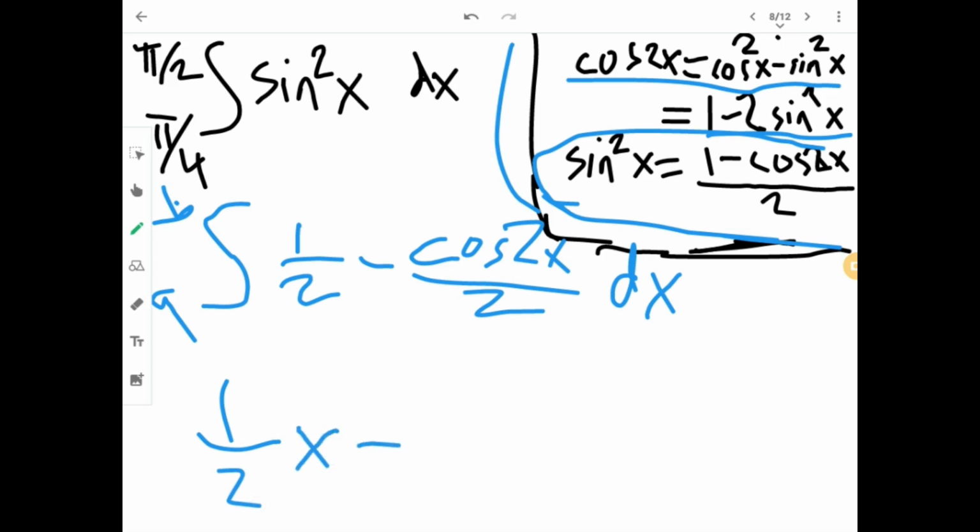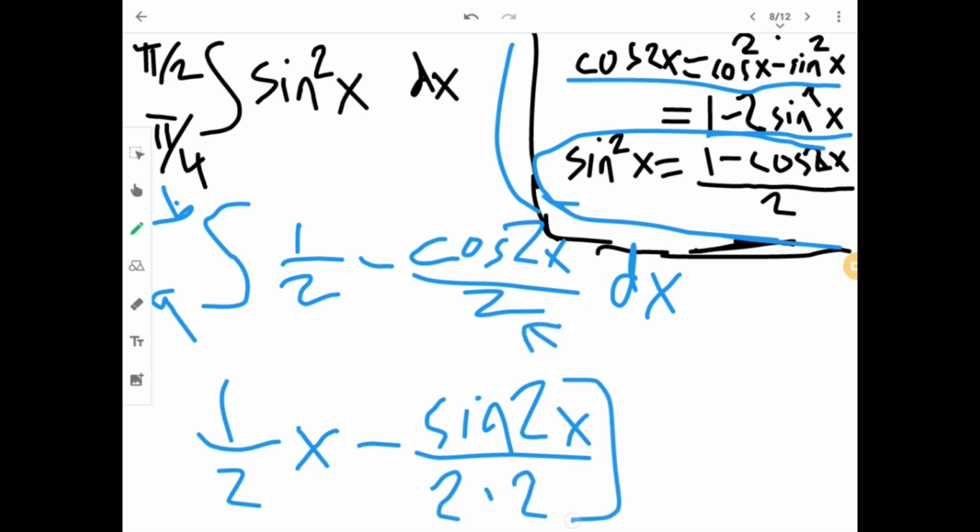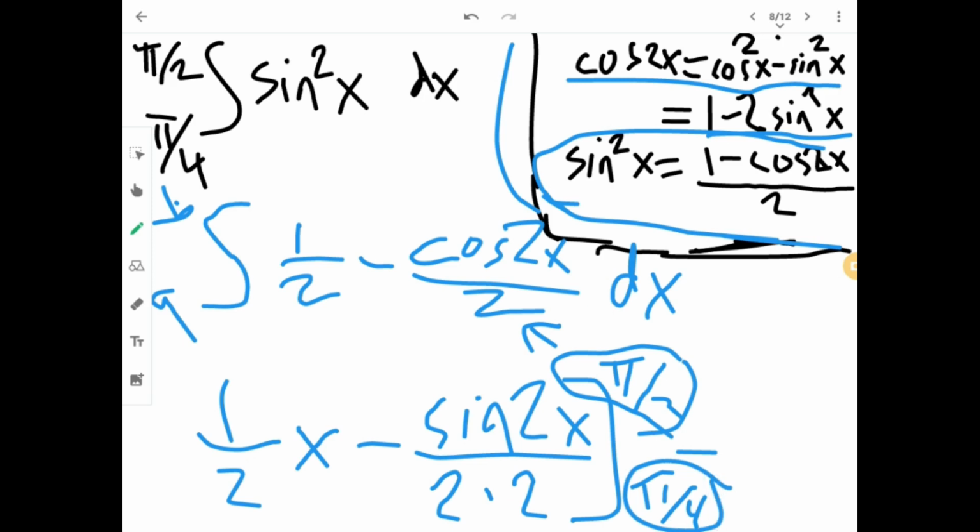and then minus cosine 2x becomes, since it's cosine and you're doing the integral, minus sine. So it becomes minus sine 2x, and then you divide by the coefficient of a, so over 2, and then you have this 2 as well, so times 2, from pi over 2 to pi over 4. You just plug it into the calculator and you get the answer. Obviously pi over 2 you plug in, and then minus whatever you plug in with pi over 4, and you get the answer.